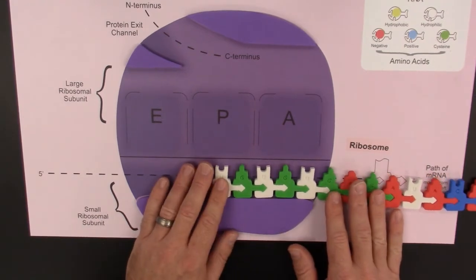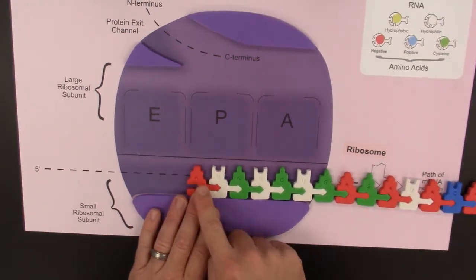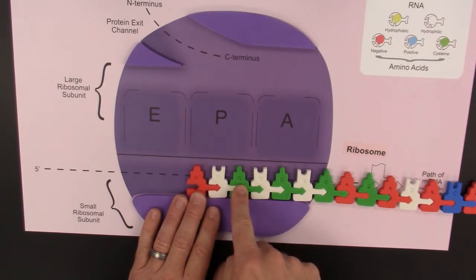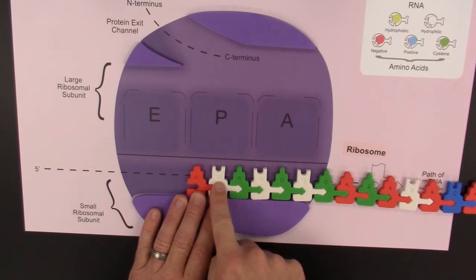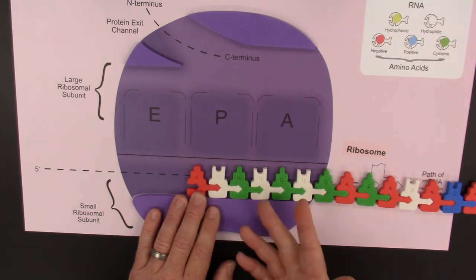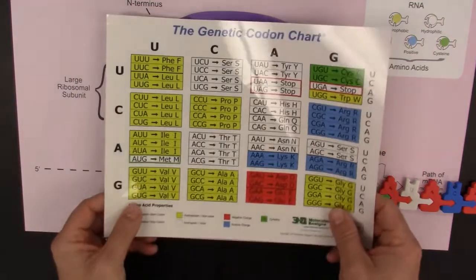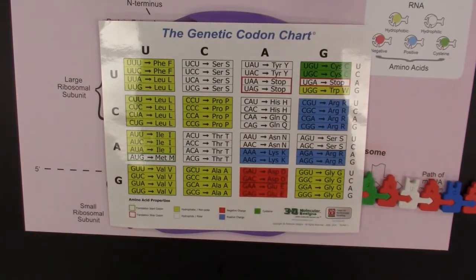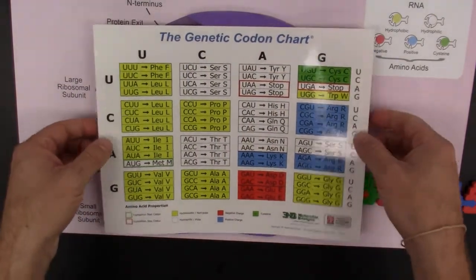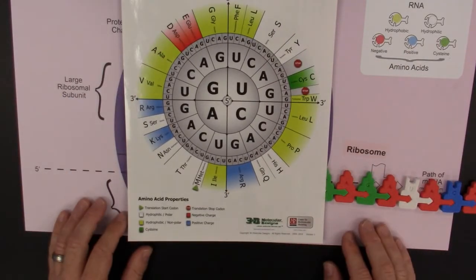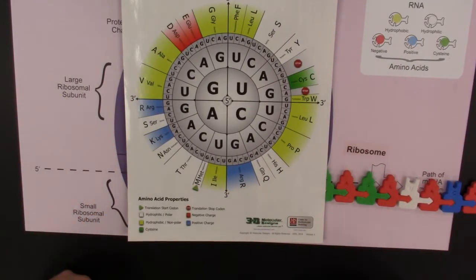So let's see here. How do we read this? Well, again, ribosome reads it a codon at a time, or 3 nucleotides at a time. A, U, G. Now what does that mean? Well, there's 2 ways that we can figure it out. We can use the genetic codon chart, or we can use the genetic codon circle. Either one will get you to the same place. Let's take a look at the circle here.